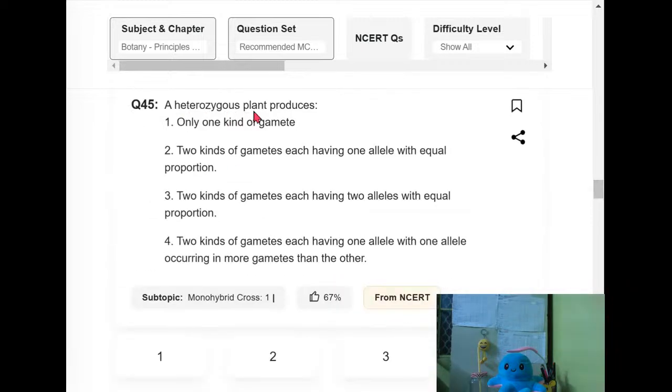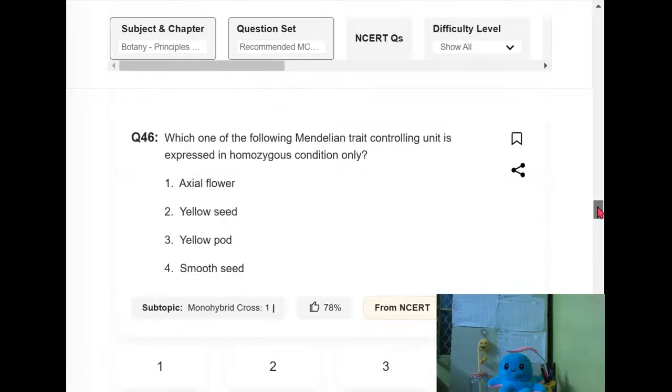A heterozygous plant produces: only one kind of gamete, two kinds of gametes each having one allele with equal proportion, two kinds of gametes each having two alleles with equal proportion, two kinds of gametes each having one allele with one allele occurring in more gametes than the other. Second is the right answer.